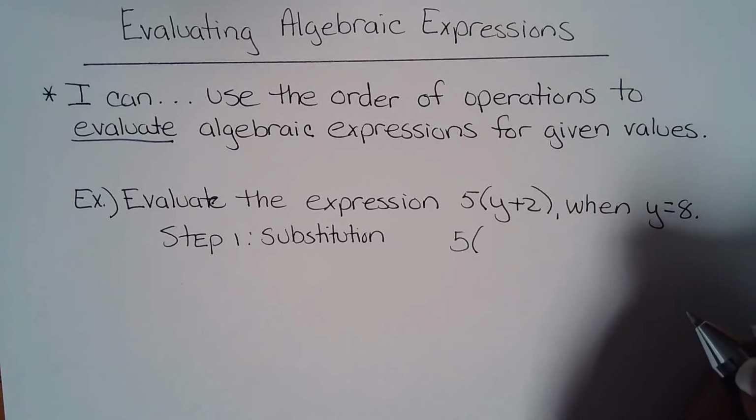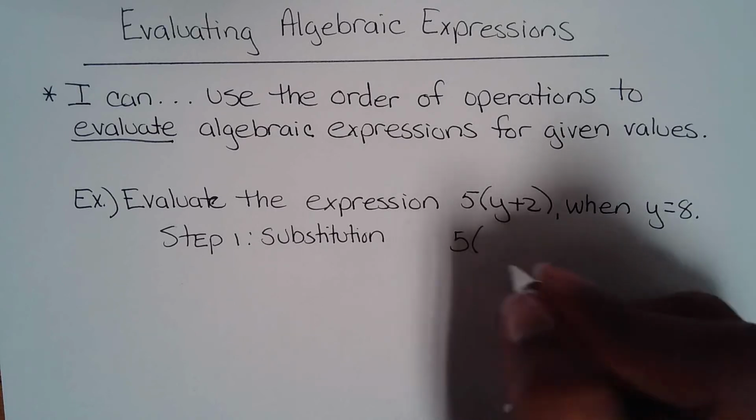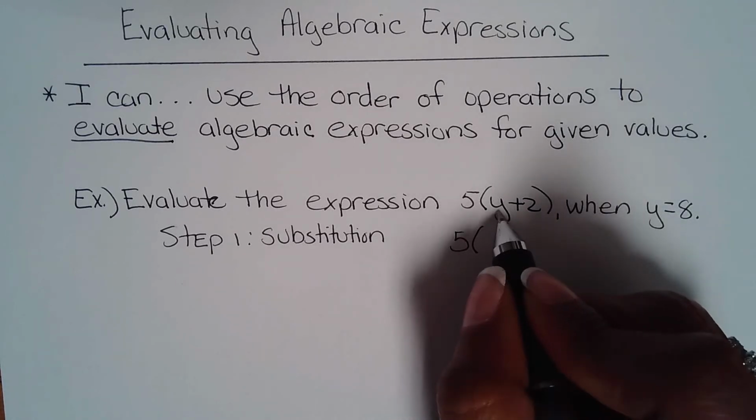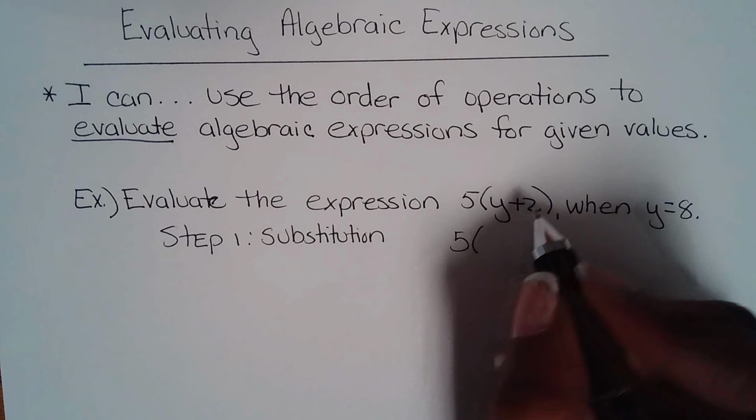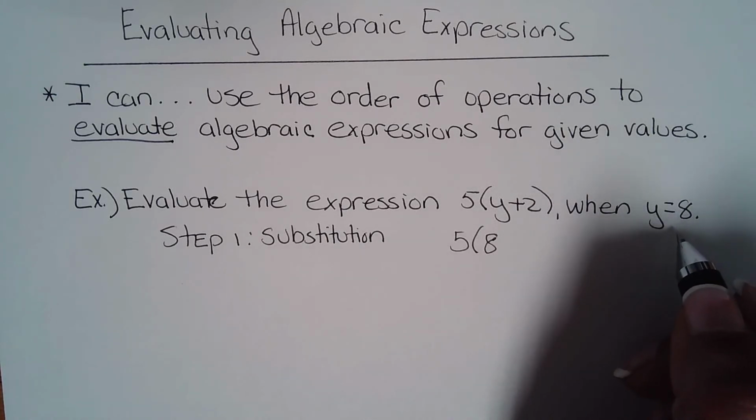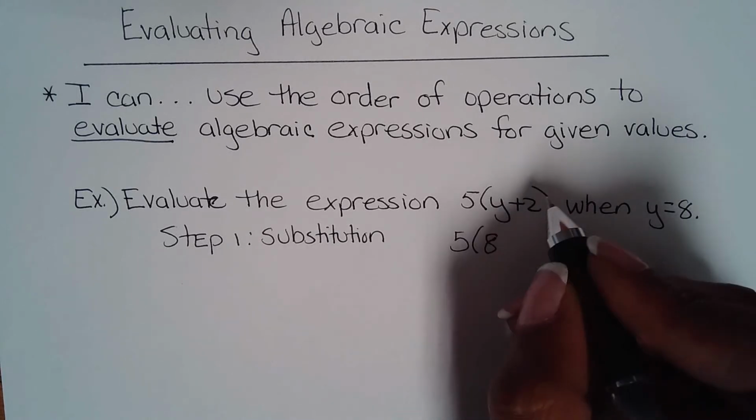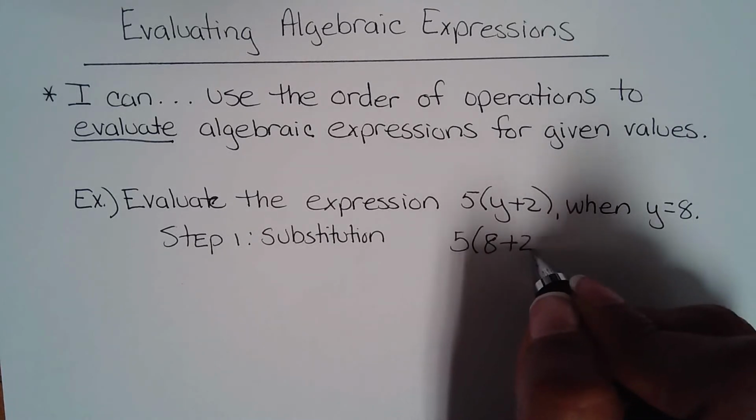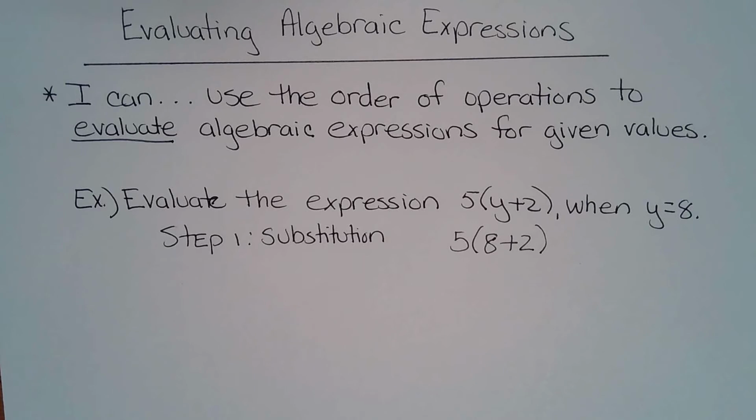5 open parentheses, which means you're doing 5 times what's in the parentheses. In the place of y, you're going to put 8 because that's what they are telling us that y equals. And then I'm going to bring down my 2 as well as close my parentheses. Step 1 is complete, substitution.